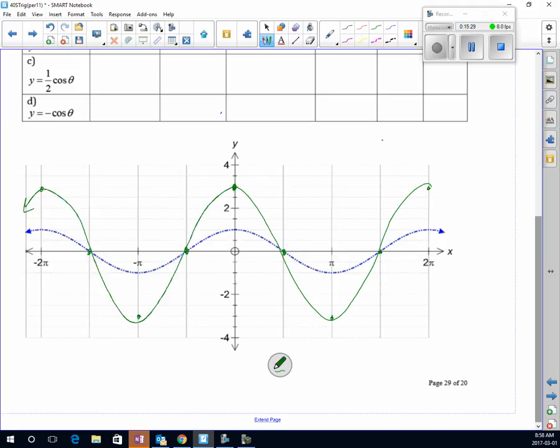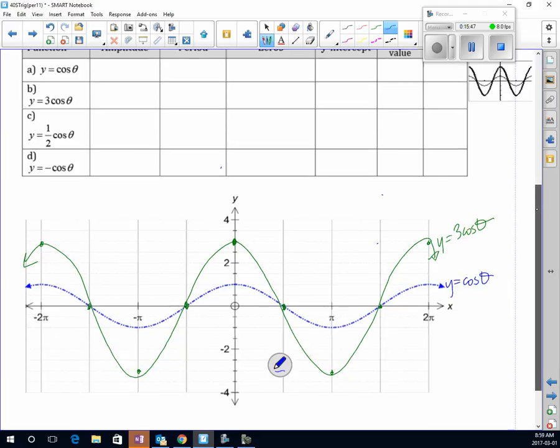curves. Do you see? And make sure you put arrows at the end or that will be a half mark deduction. Y equals 3 cos theta. Of course, the blue one is y equals cos theta. So you can see visually the difference between the two. So let's fill in this chart.